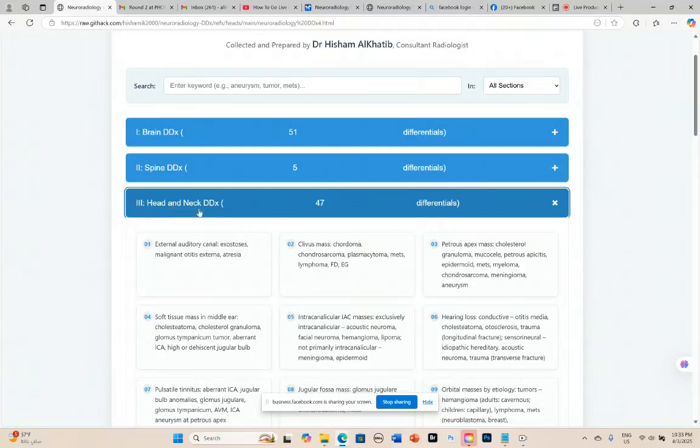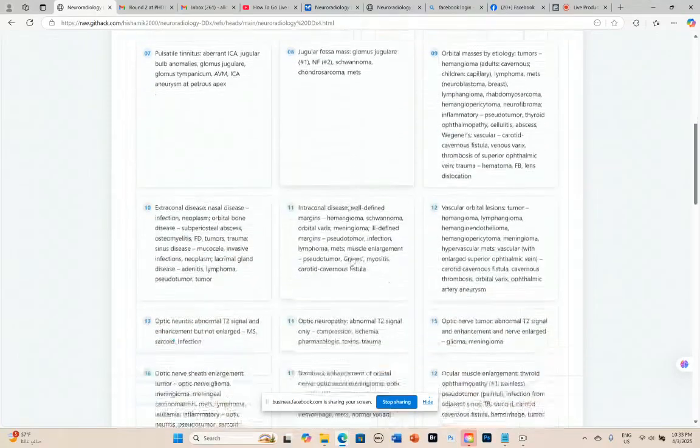For example, they include the head and the sinuses, orbit, and the neck, and the temporal bone, with external auditory canal lesions like exostosis, malignant otitis externa, and atresia. Clivus lesions include chordoma, chondrosarcoma, plasmacytoma, metastasis, lymphoma, fibrous dysplasia, eosinophilic granuloma, etc.